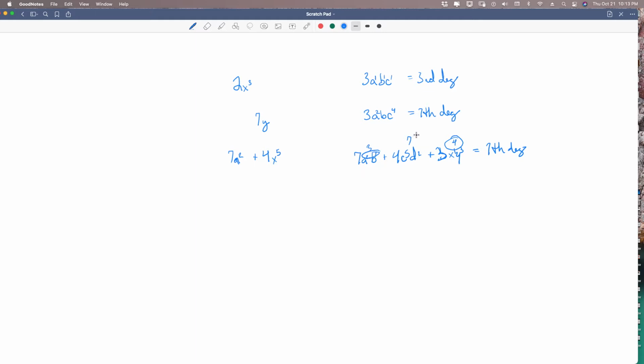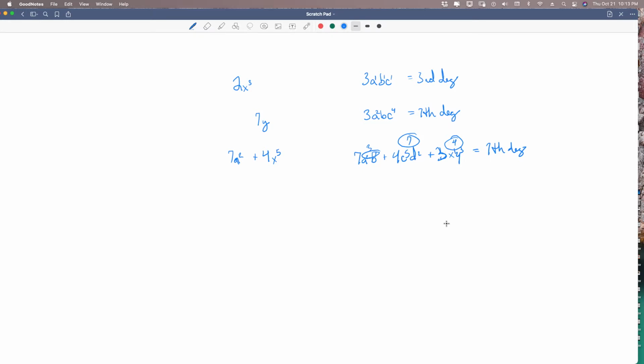So it's still going to be the highest term of exponents within an expression. However, if there's more than one variable, you have to add those exponents together. It's not just the highest exponent, it is the highest total exponents in a single term that determines the degree of your polynomial.